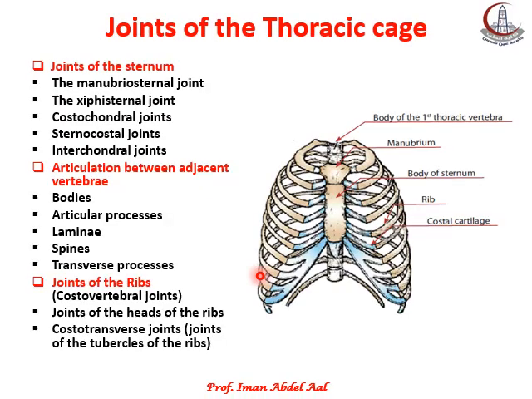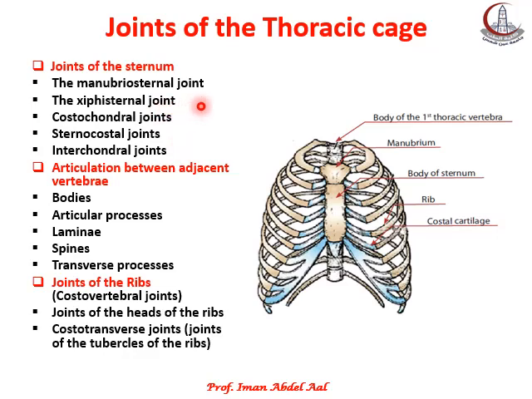Now we are going to study the joints of the thoracic cage. We have joints of the sternum, joints between adjacent vertebrae, and joints of the ribs. We will begin with the joints of the sternum.